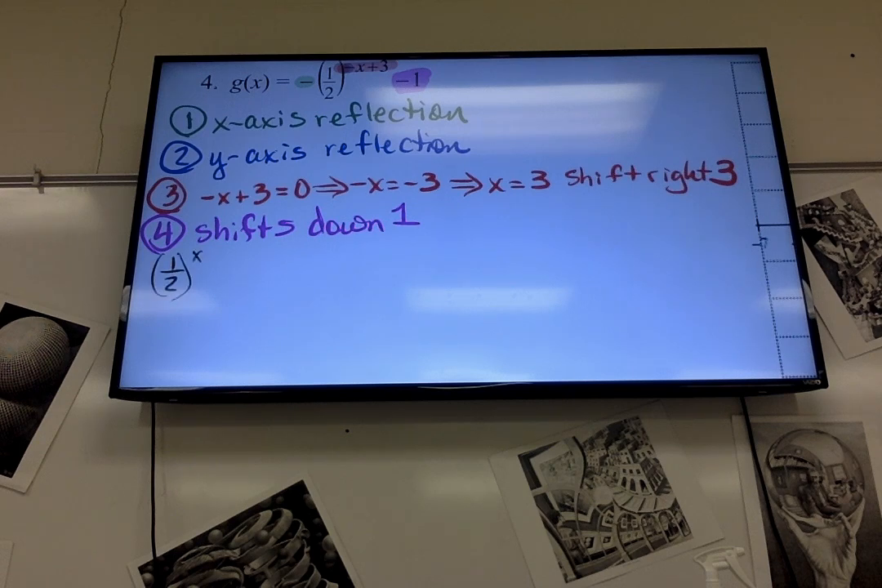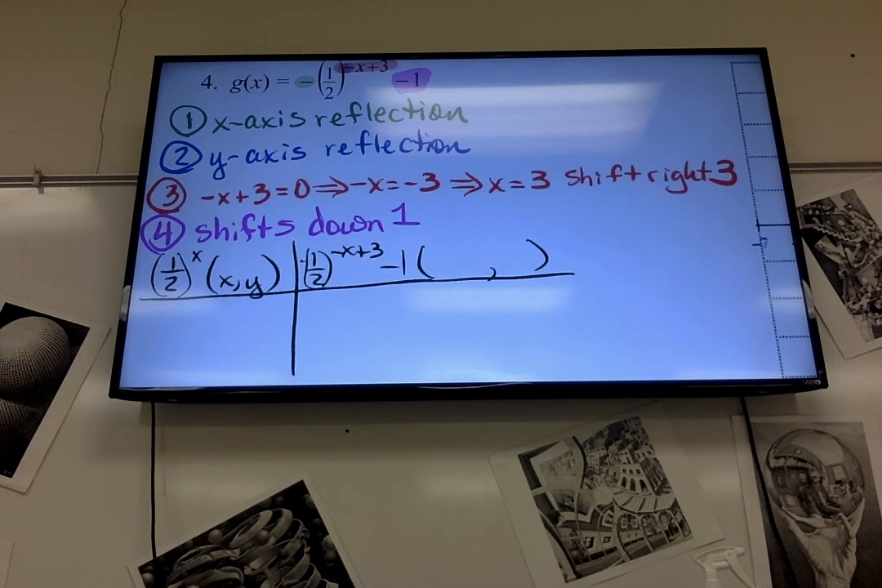1/2 to the x. That's just regular old x and y. And negative 1/2 to the negative x plus 3 minus 1. That's going to change the x and y. So what I do is I just take them step by step.